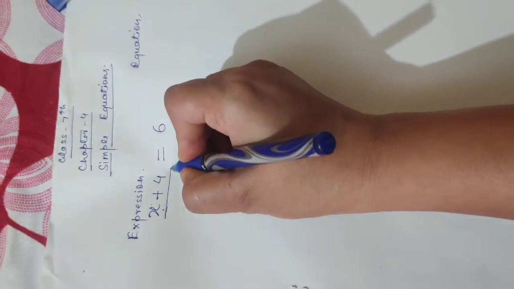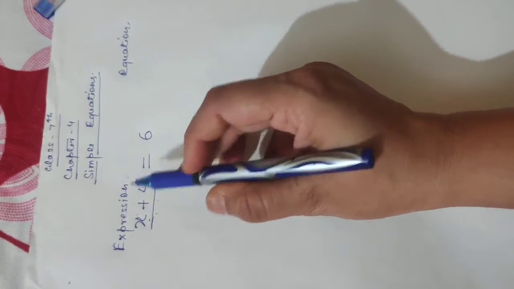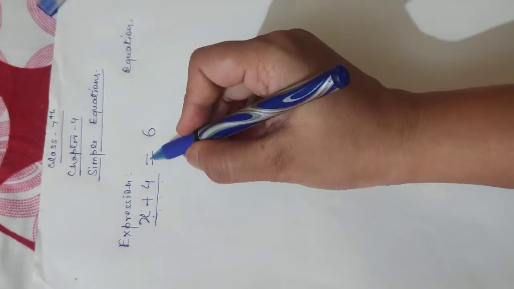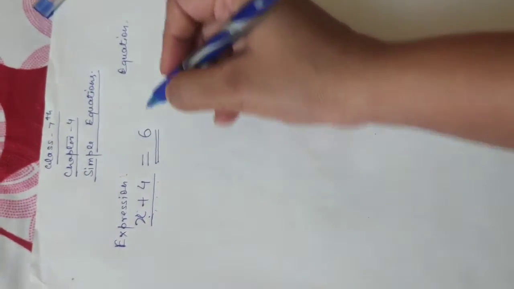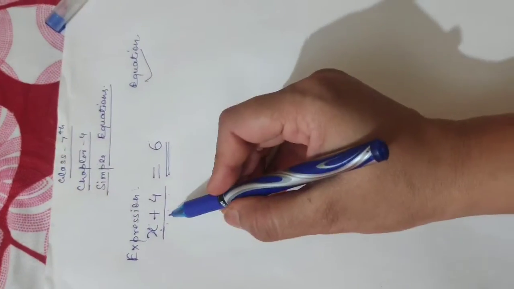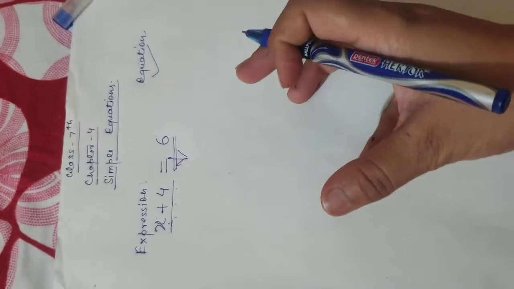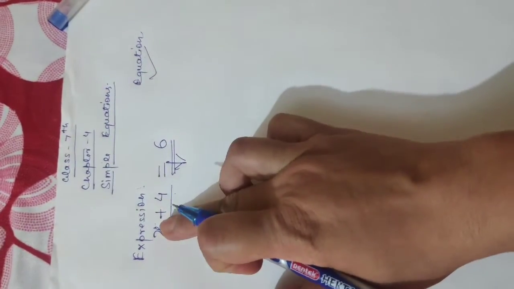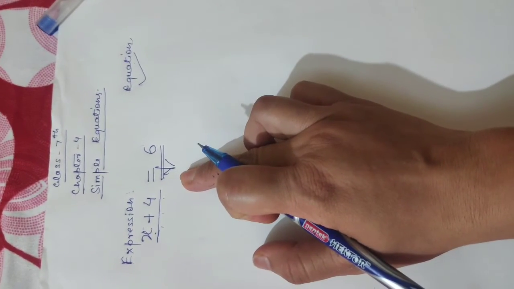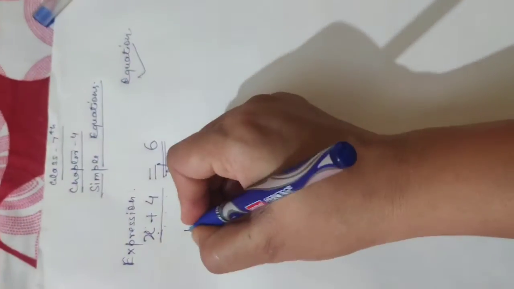Now initially it was an expression up to x plus 4. If I was writing x plus 4 only, then it was an expression. Now if I added these two, that means sign of equality and 6, then it will become an equation. So equation means the expression or the mathematical statement which has a sign of equality. That means an expression will become an equation when it will contain a sign of equality.